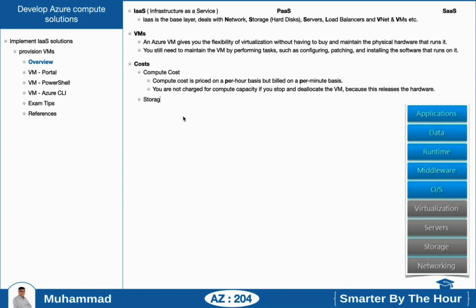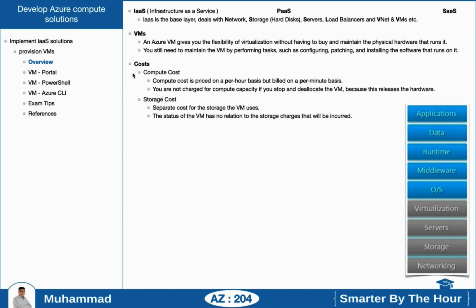The second type is storage cost. This is a separate cost for the storage the VM uses. The status of the VM has no relation to the storage charges that will be incurred. It means if the VM is deallocated, you will not be charged for the VM, but you will be charged for the storage unless you have deleted the storage as well. So by separating these costs, you can scale them independently and only pay for what you need.